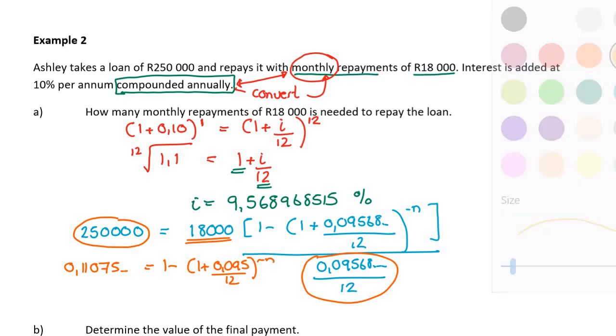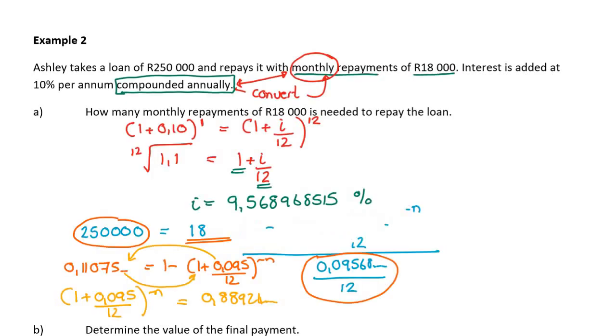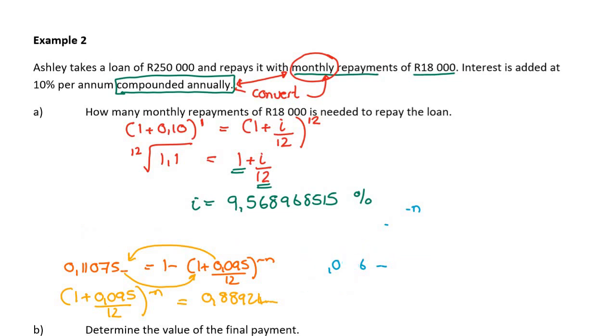Now if you remember, I like to swap these rounds, so I bring this side and I take that over there, so I get 1 plus 0.095 divided by 12 to the power of negative n. And 1 minus the answer, because you can use your calculator, is 0.88924, blah, blah, blah. Now I'm just going to do some erasing here, unfortunately, because I didn't allow myself enough space. So let me erase that.